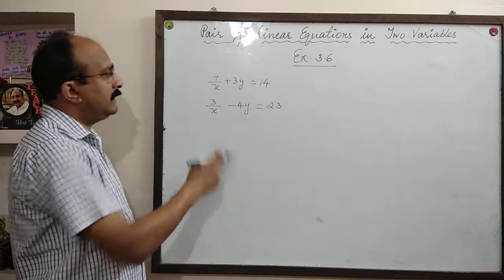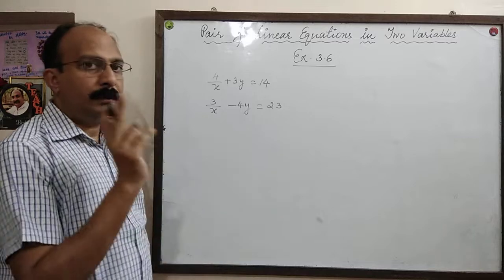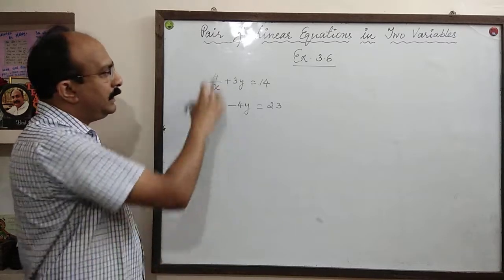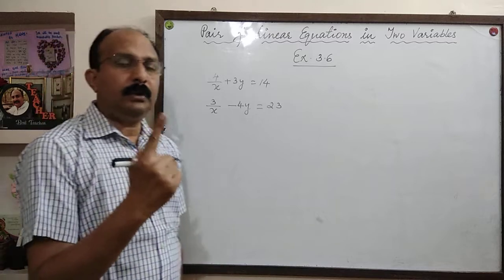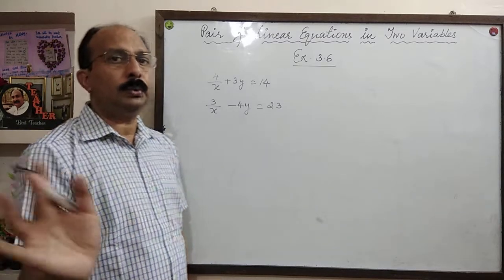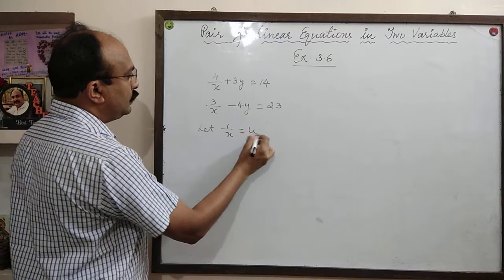This is very easy. Y is already in the numerator, so no problem. The problem is only with x. X is in the denominator in both the equations. So this time you need only one substitution. Let 1 upon x is equal to u.